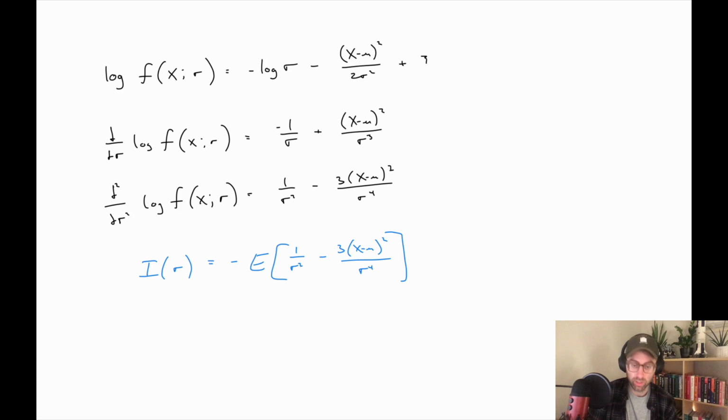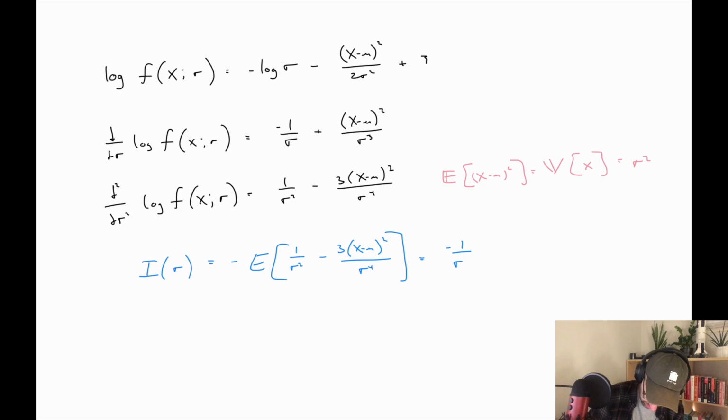Okay, quick aside, remember that the expected value of (x minus mu) squared is literally defined to be the variance of x, which in this problem is sigma squared. So due to linearity of expectation, I think what we're going to end up with here is minus 1 over sigma squared plus 3 sigma squared all over sigma to the 4th. And then due to arithmetic, we end up with 2 over sigma squared.